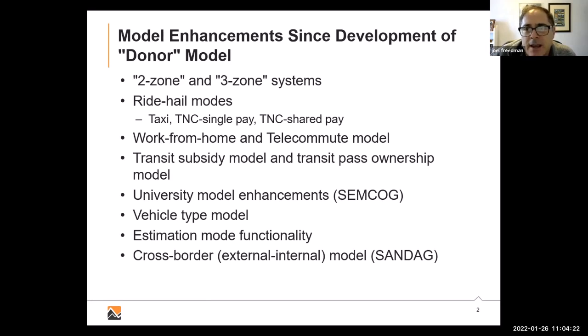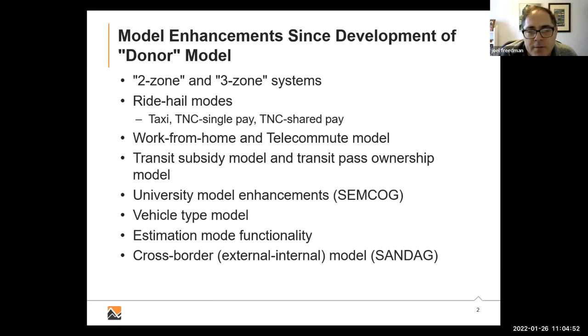There is a transit subsidy model and transit pass ownership model. I have some slides to talk through those. Jilin mentioned some of the enhancements that we did to better address university-related travel. That was really important for SumCog because University of Michigan transit routes represent about one fifth of the transit ridership in the Southeast Michigan region. So David's going to talk through those.